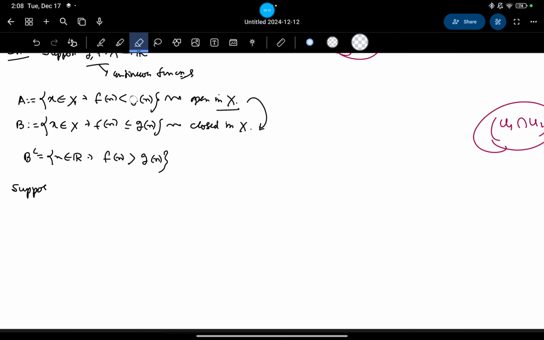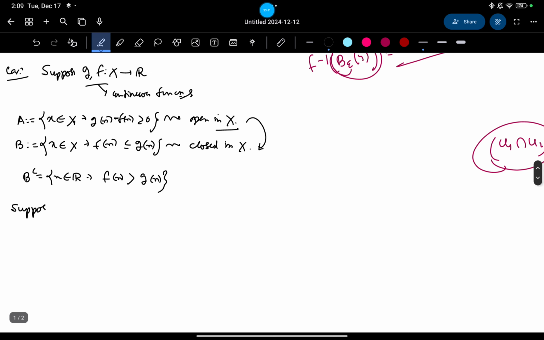So we will use this via the property of openness. Okay, so what is A? A is basically, we can just write it as g(x) minus f(x) is strictly larger than 0. So we can write A to be the inverse image of some open set. You see that g is continuous, and f is continuous, so minus f is as well continuous. So g minus f is continuous.